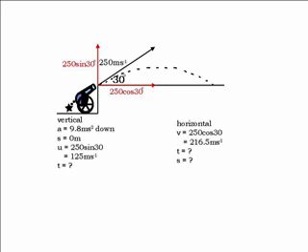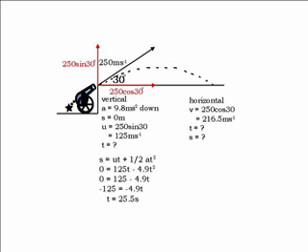Because in the vertical section we only have one unknown, we'll concentrate on that section first and solve for the time. If we put all of the data that we have, that is the displacement, the initial velocity, the acceleration and the unknown time, into the equation s equals ut plus a half at squared, we can solve for time and find that the time of the flight was 25.5 seconds.